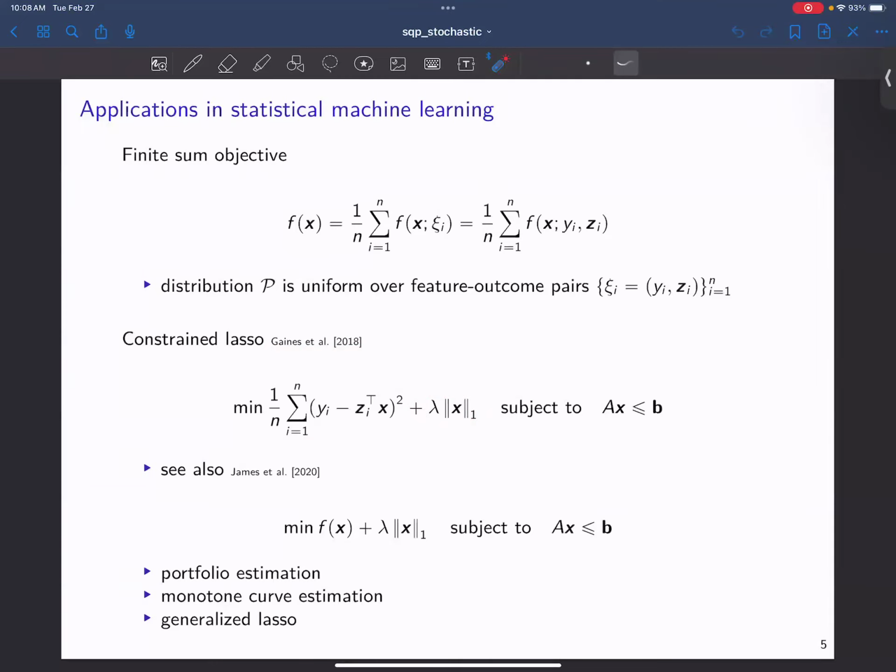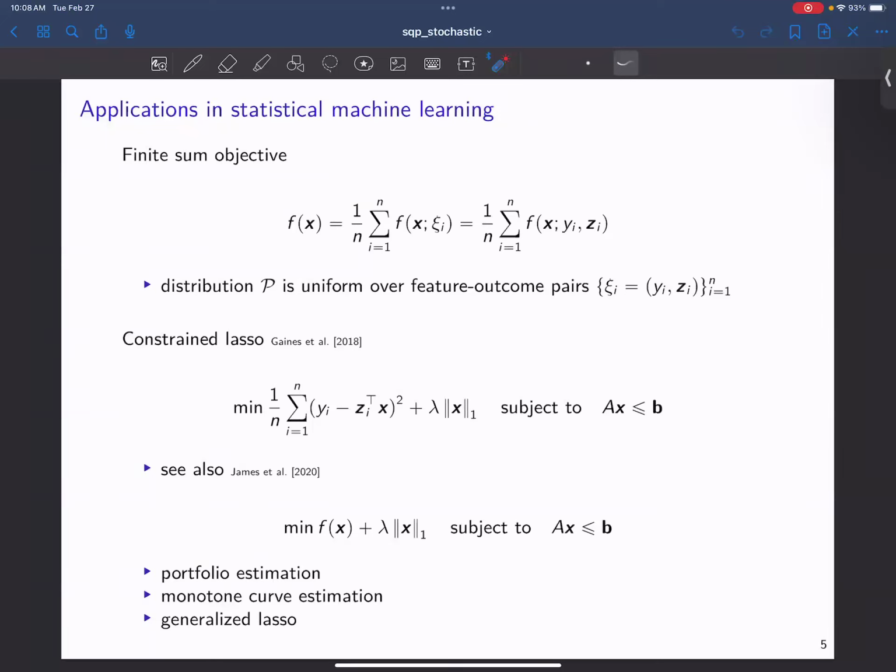And then work from Garrett James and the co-authors, well, this is a paper that was on arXiv in 2012, but it was published in JASA in 2020. They look at general loss function f of x. And again, we have an L1 penalty and these constraints Ax less than or equal to b.